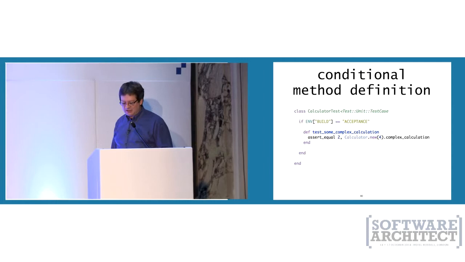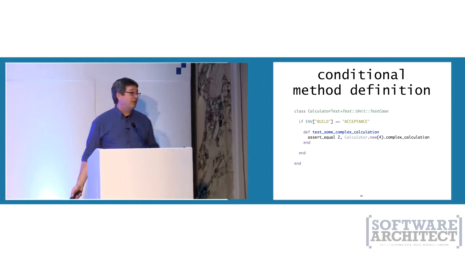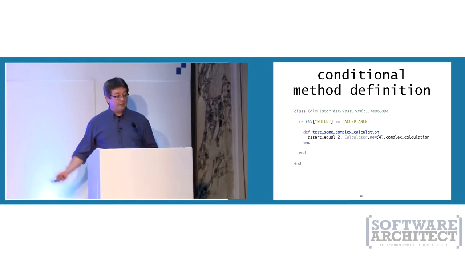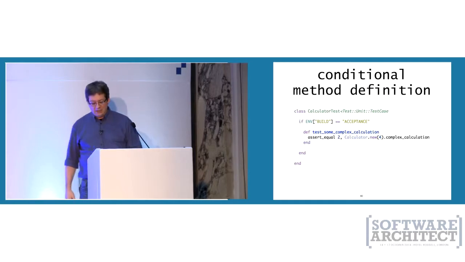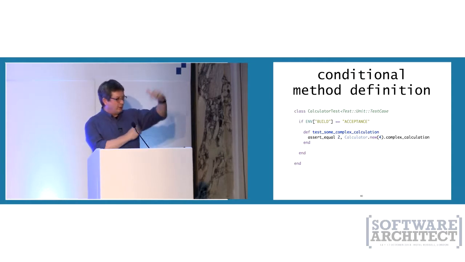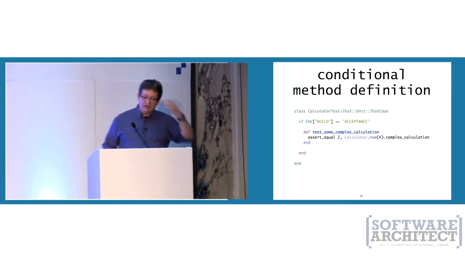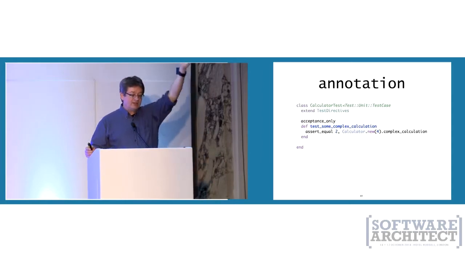Ruby is very syntactically flexible, so it'll let you do something like this. Conditionally define that method, and say if the build environment variable is equal to acceptance, then define this method, and then of course it'll get run. But that's kind of cumbersome, and this is really ugly if I want to do this for multiple methods. I want to knock them out. And so the easier way to do that is just create an annotation, which looks like this in the Ruby world, acceptance only.